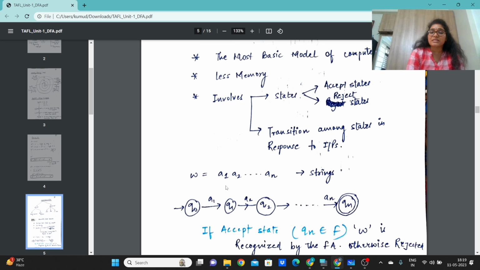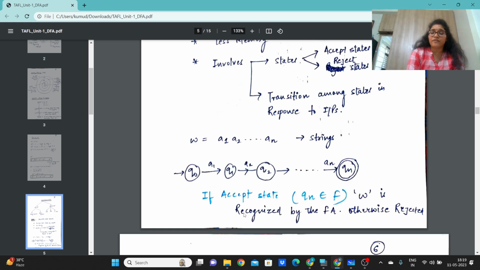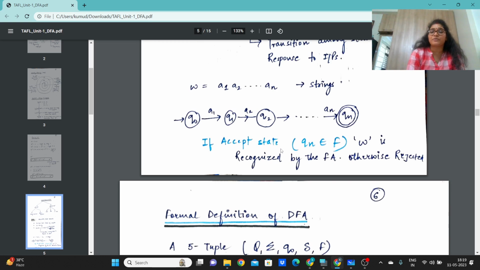Okay, so this is the strings, like w we denote as a string. So if you look into this, if the state is the final state, the string is recognized by the finite automata, otherwise rejected. Like अगर आपकी जो given string है, वो final state तक पहुंच जाती है, if it has reached the final state, so the string is accepted. Otherwise अगर वो final state तक नहीं पहुंच पाती है according to the language, तो वो reject हो जाएगी. So that's what I am saying, it definitely does not give any kind of output.